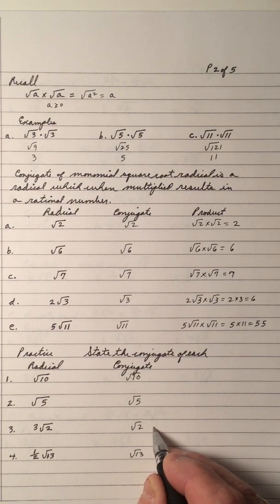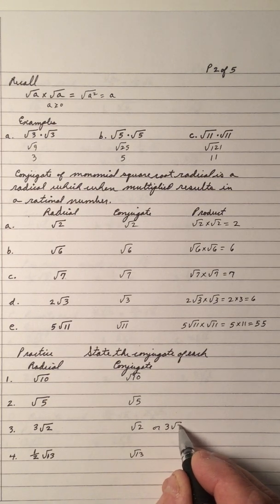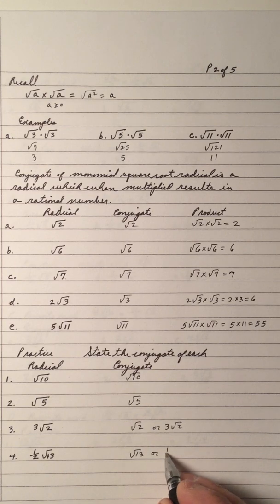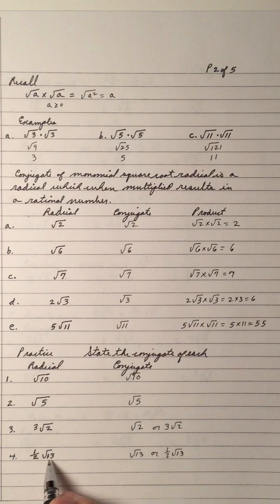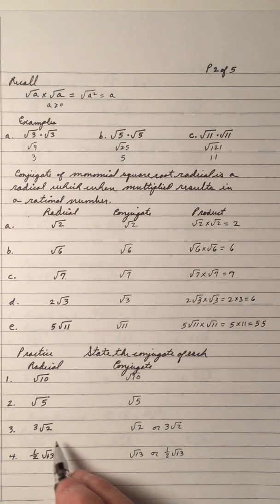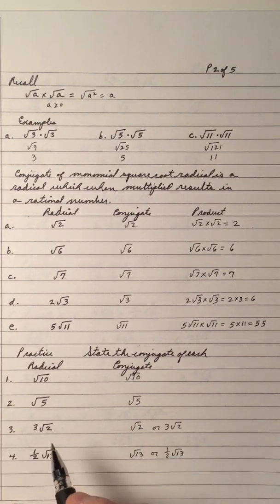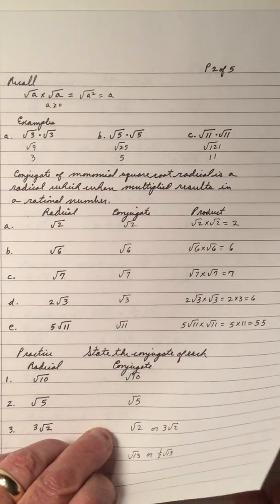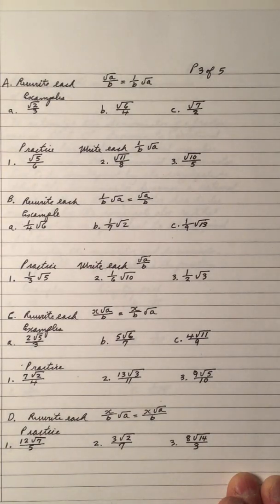So I'll go back to this one. You could have 3 root 2 if you want. And here you could have a half root 13 if you wish. But if you multiply by root 13, then the irrational number will become rational. The conjugate of 3 root 2 is just root 2. Check with your teacher. Make sure.